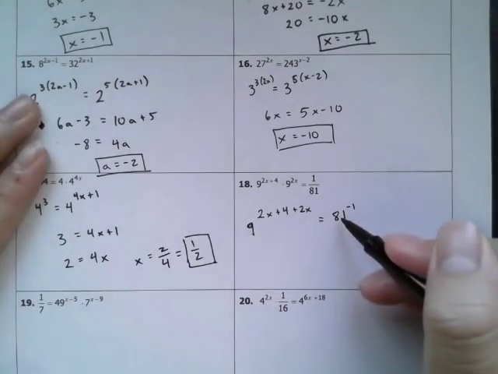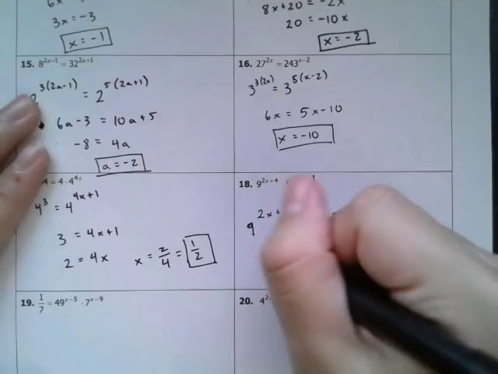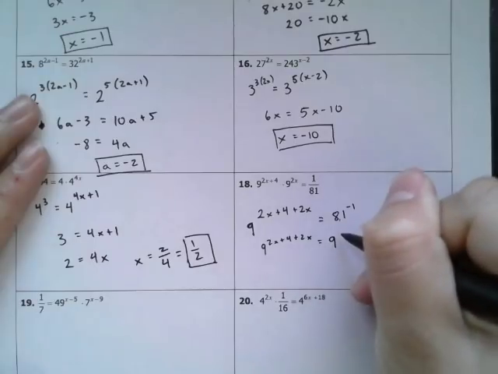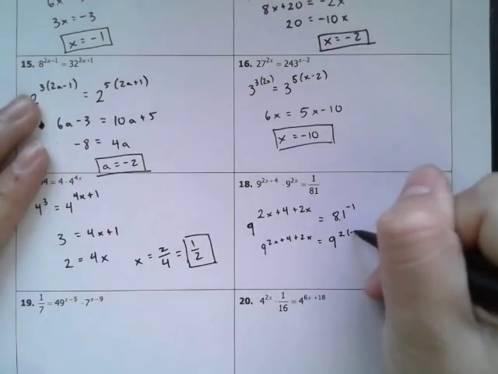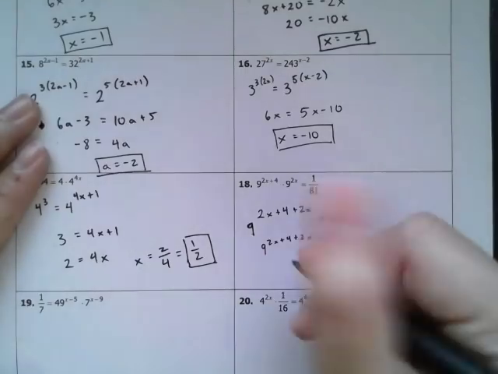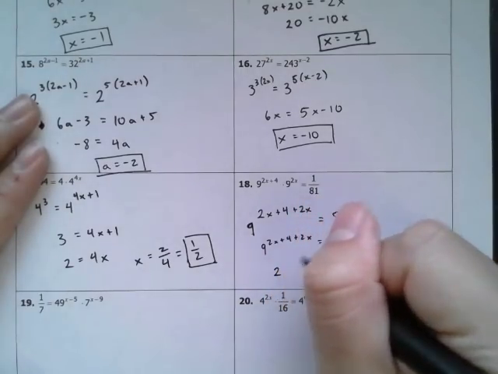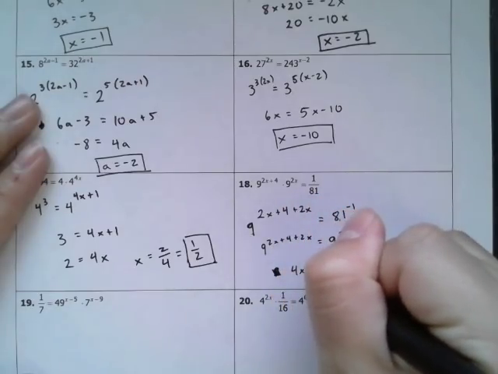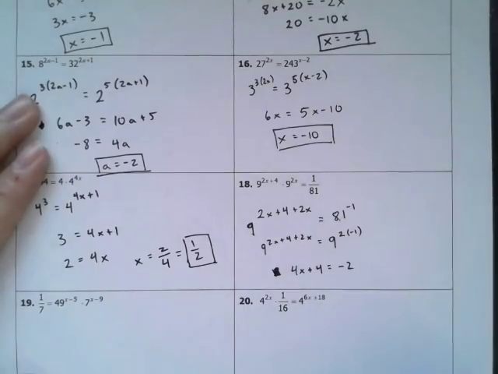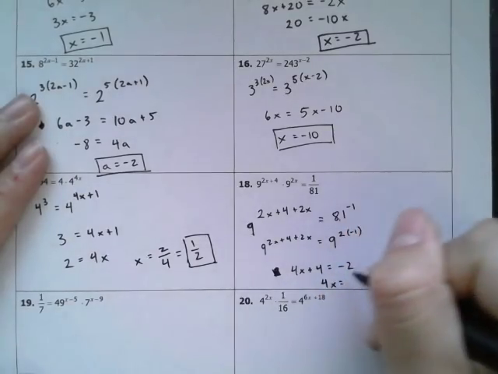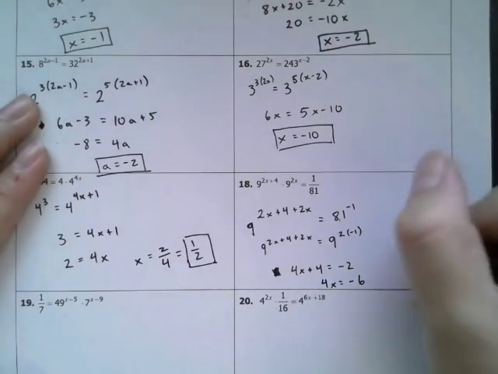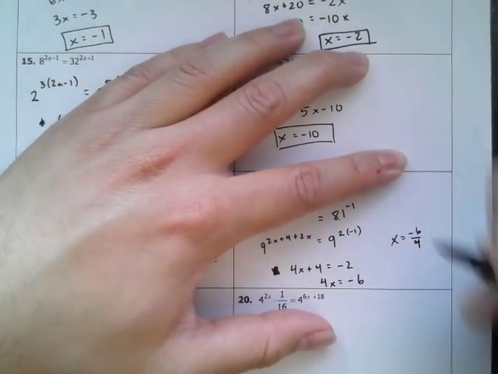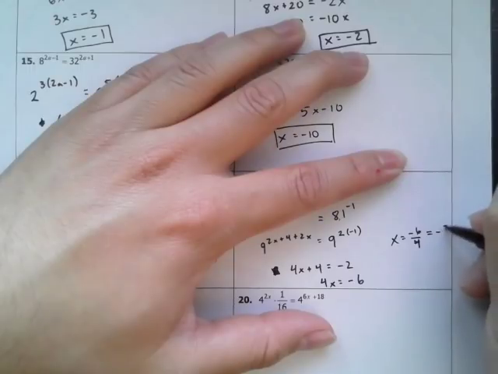This base is 9, I can rewrite this one as 9 squared. So I get 9 to the 2x plus 4 plus 2x is equal to 9 squared. That's 81 times negative 1. So now I have the same base. I'm just going to skip this step. So I have 2x and 2x. I have 4x plus 4 is equal to negative 2. So 4x is equal to negative 6. And then x is equal to negative 6 over 4. And then this is going to be equal to negative 3 over 2.